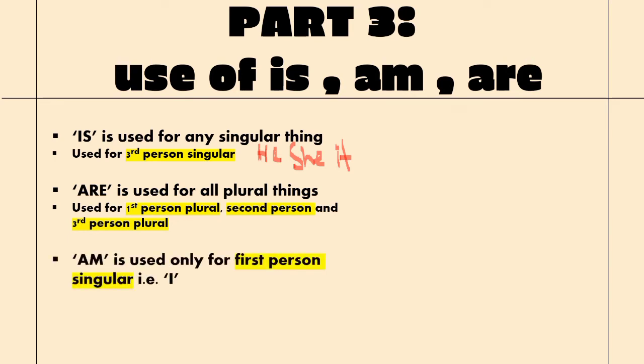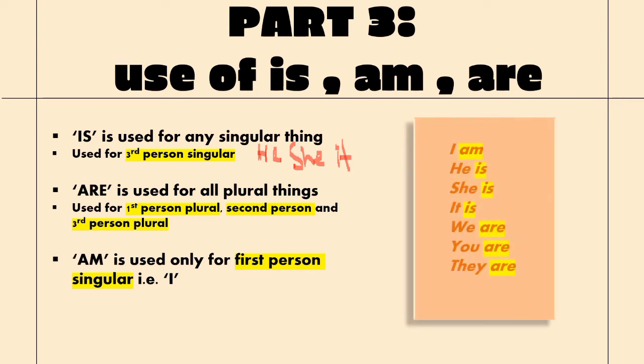So as we discussed, first person singular is I, and always with I, am is used. Nothing else. Is and are are not used with I. We use am with I. This is the exception. Okay.